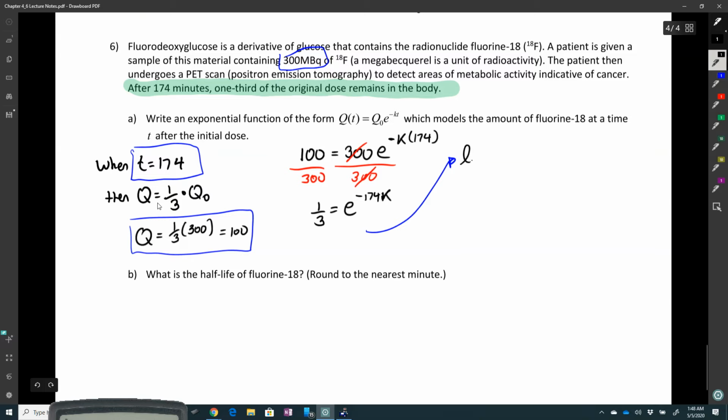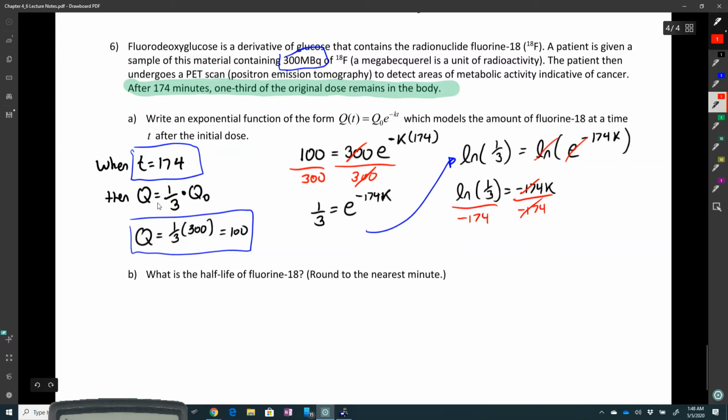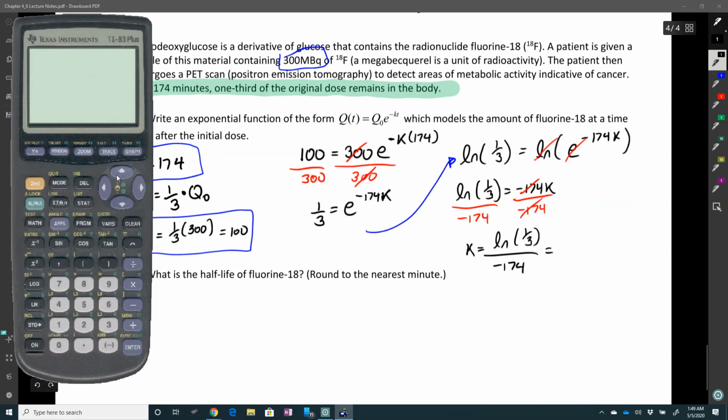And so you get ln of 1/3. That's what you get from natural log on the left, equals ln of e to the negative 174k. And we know that the ln and the e will kill each other. And so we just divide by negative 174. So k is ln of 1/3 divided by negative 174. Put that in our calculator.